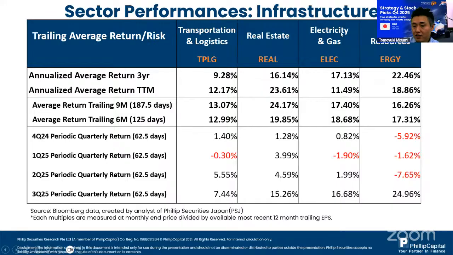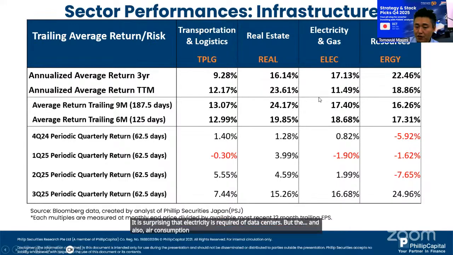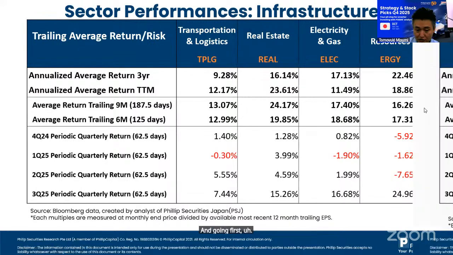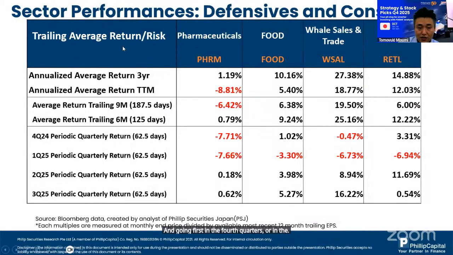It is surprising, since electricity is required by data centers and energy consumption is increasing in Japan, but it is not reflected in the stock market. In the third quarter of 2025, it started to be reflected. So it may be on a rising trend if data center construction goes further in the fourth quarter or in further years. Next, some defensive goods and consumer sectors.